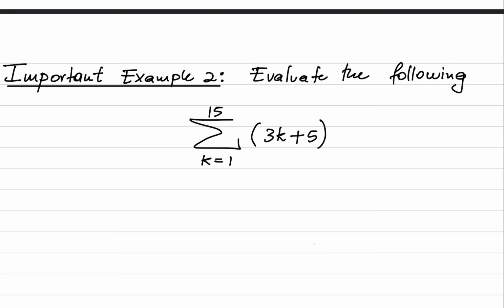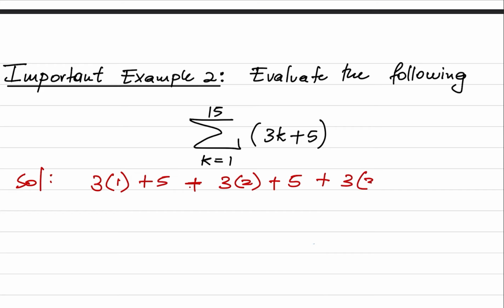I'm going to start by saying 3 into, we start from position 1, plus 5, plus how much? 3 into 2, plus 5, plus 3 into 3, plus 5. Now 3 times 1 is 3. 3 plus 5 is just 8. Plus 3 times 2 is 6. Then 6 plus 5 is just 11. 3 times 3 is how much? 3 times 3 is 9. Then 9 plus 5 is how much? It's 14.